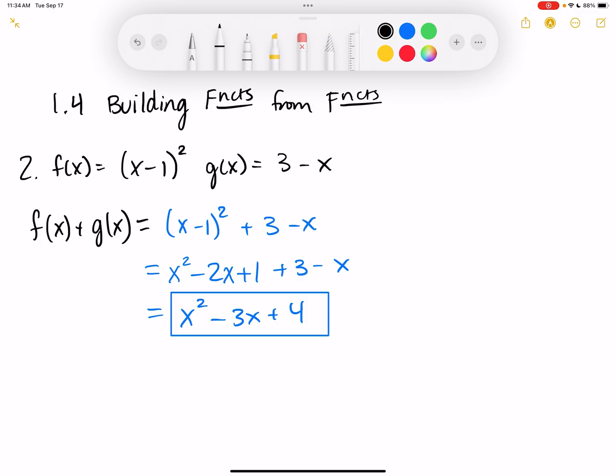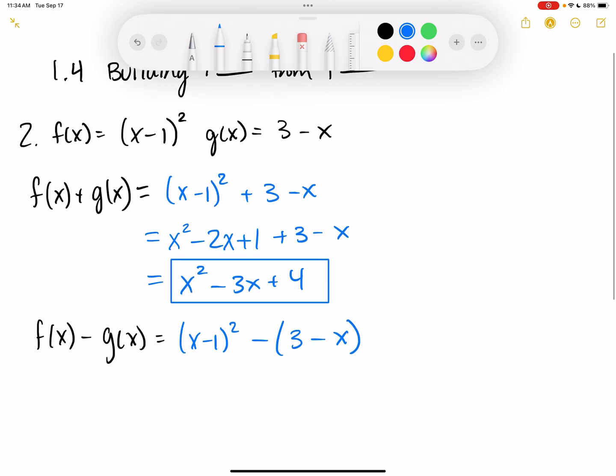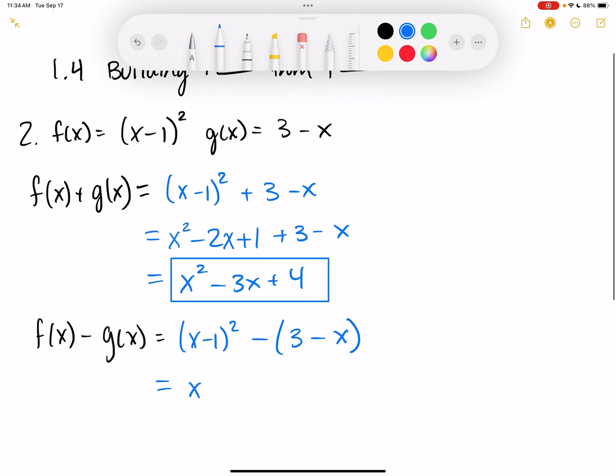Then they want f of x minus g of x. So we have x minus 1 squared minus, and then in parentheses 3 minus x. You want to do that because that minus sign is going on everything in g of x. So I get x squared minus 2x plus 1 minus 3 plus x. So I end up getting x squared minus x minus 2.